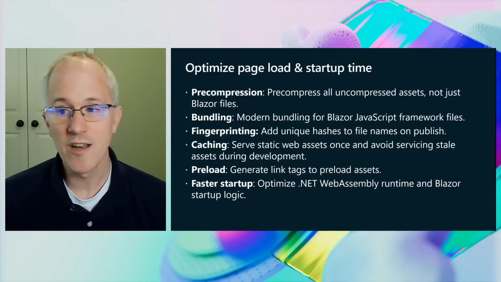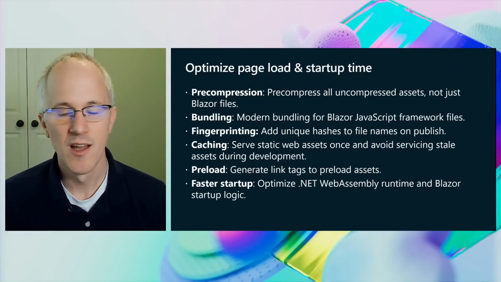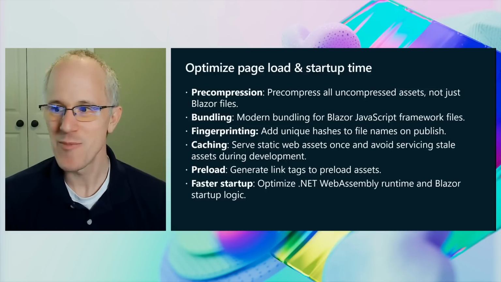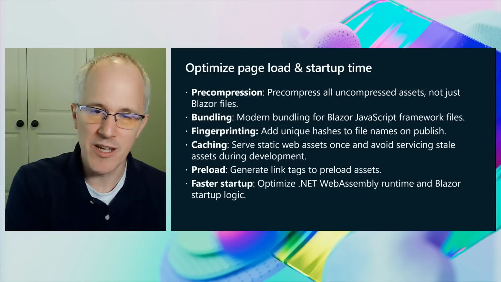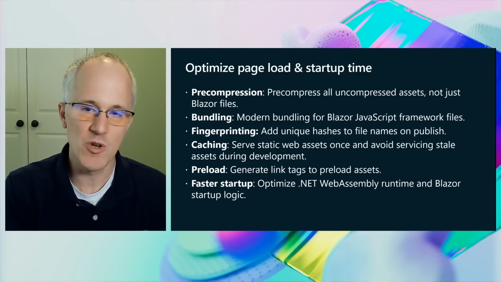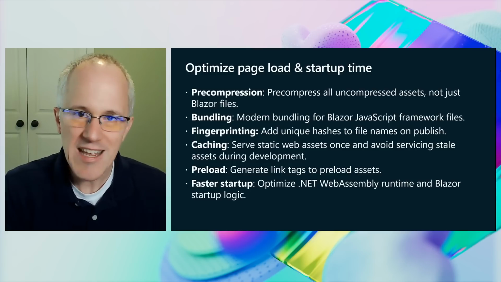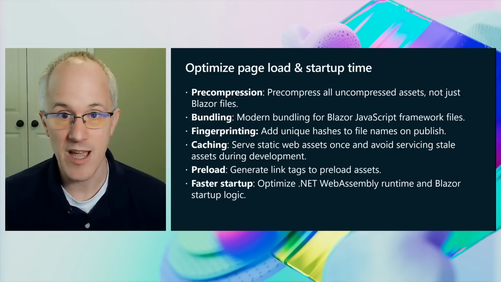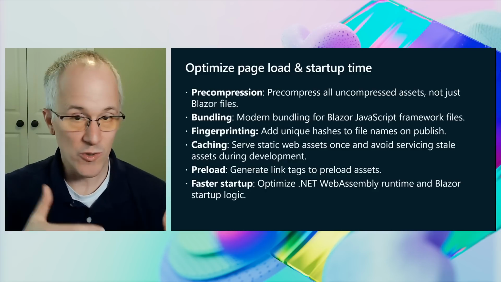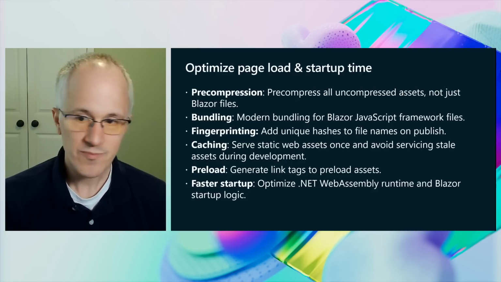Now, we're also working on various improvements to optimize page load and startup time. We're going to start pre-compressing any uncompressed static web assets in your app, not just the Blazor ones. We already do pre-compression on Blazor WebAssembly-based apps when you publish. In .NET 9, we're going to look at doing that for pretty much any static web asset that could benefit from that, like your CSS files or your JavaScript files. This will reduce the size of your app so that it can be downloaded faster.